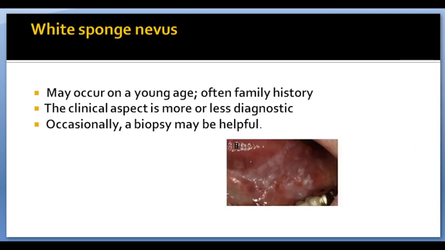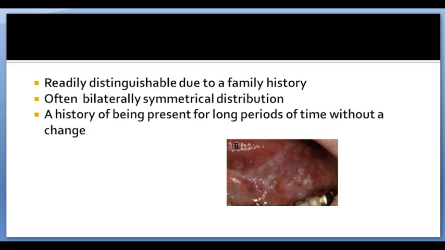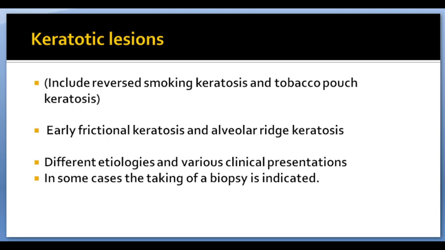White sponge nevus may occur at a young age. There is familial history. The clinical aspect is more or less diagnostic. Occasionally, biopsy may be helpful. There is bilateral symmetrical distribution, and a history of it being present for a long time without change. This is significant in the case of white sponge nevus.